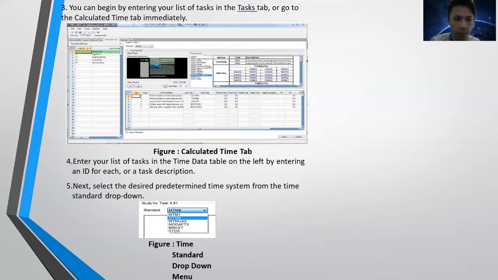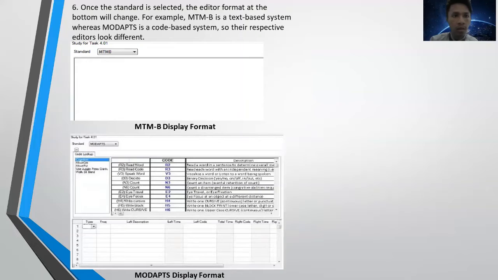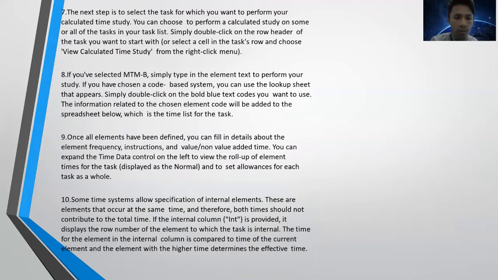Next, select the desired predetermined time system from the time standard drop-down. Once the standard is selected, the editor format at the bottom will change. For example, MTM-B is a text-based system whereas MODAPS is a code-based system, so their respective editors look different.